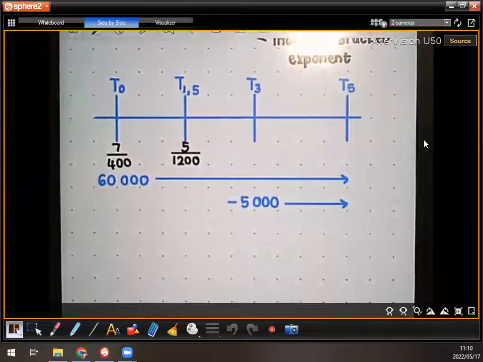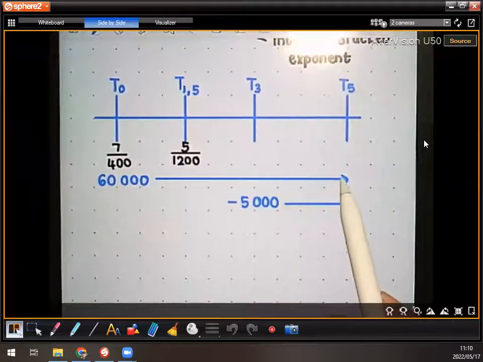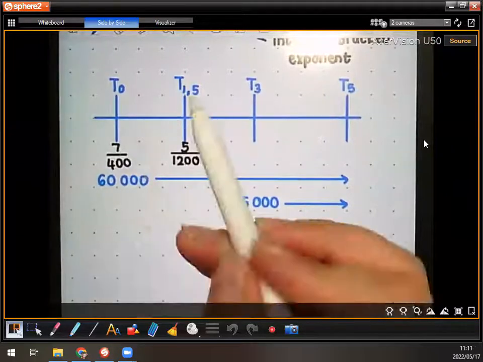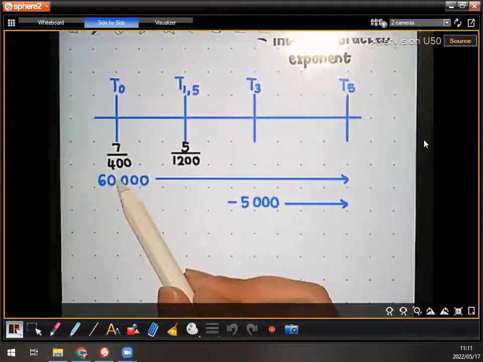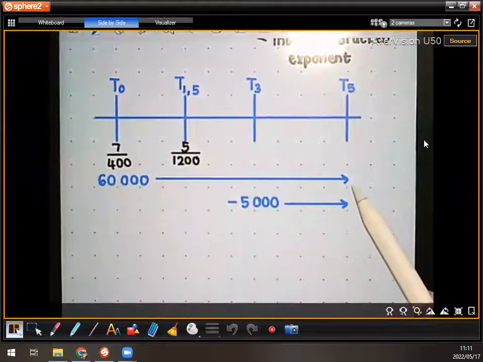Now, what I'm going to say is that even though these were 2 transactions happening in the same account, we're almost going to view it as 2 separate transactions. So we're going to say this 60,000 Rand is in the account for 5 years. I know that's not true, right? Because he's taking out 5,000 Rand after 3 years. But just to simplify the actual calculation, I'm going to say 60,000 rand is in this account for 5 years at these two interest rates.